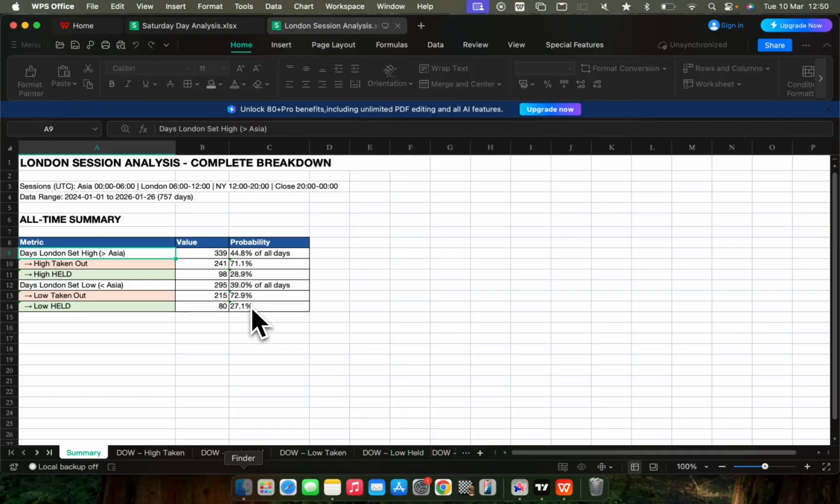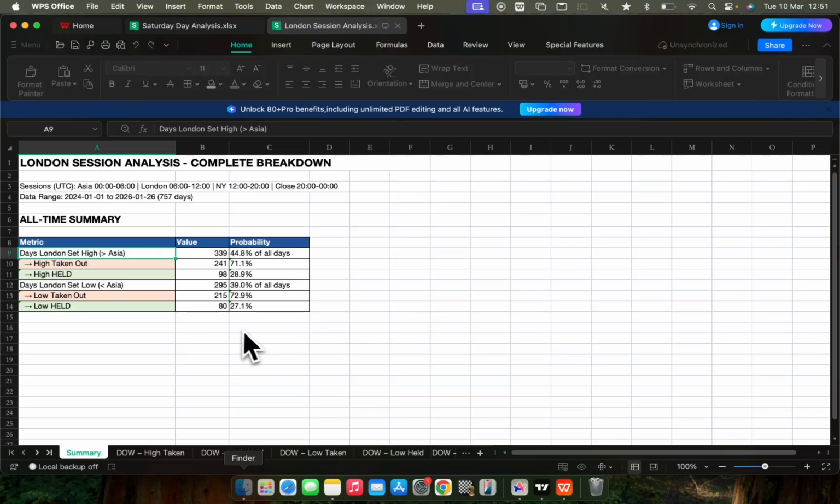And the days it was taken out, that is, London put in the current daily low, but New York came and traded below the London low, was what? 215 days out of 295. So that is a 72.9% chance of it happening. So whenever we see that London is putting in the current daily low, we have a 72% chance of that low being taken out by either New York or the close session.